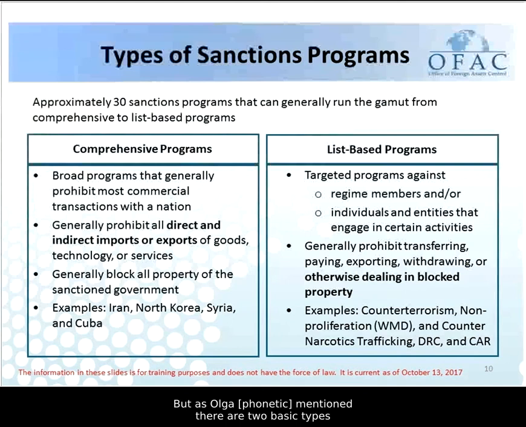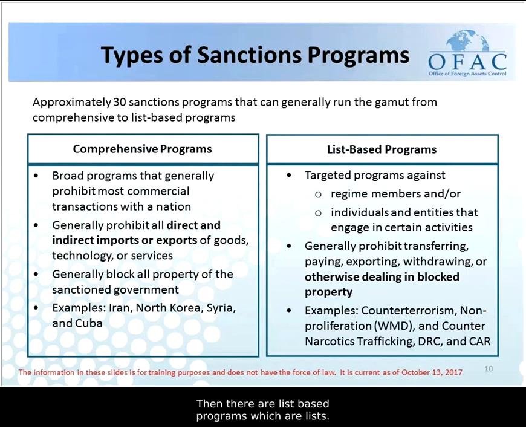As Olga mentioned, there are two basic types of sanctions programs. I think it's important to take a minute to understand what's what. There are comprehensive programs and list-based programs. The comprehensive programs, for lack of a better, more specific term, you can say these are the embargoes. For example, Iran, Cuba, and North Korea now. That means nothing goes in, nothing comes out unless there is an authorization from OFAC or otherwise.